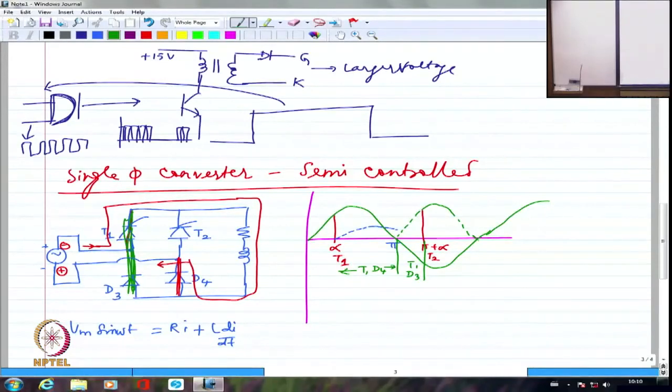Right? So I will have basically from pi until pi plus alpha, T1 and D3 conducting together. And this is simply going to circulate the current like this. Source current does not exist during that duration. Source is completely isolated. This particular duration is known as the freewheeling duration. It is simply freewheeling the current through the two devices which are connected continuously in series. So this duration, what we have is freewheeling.